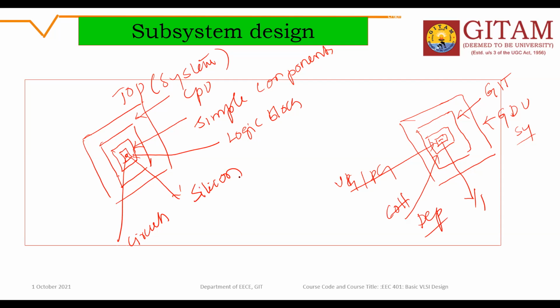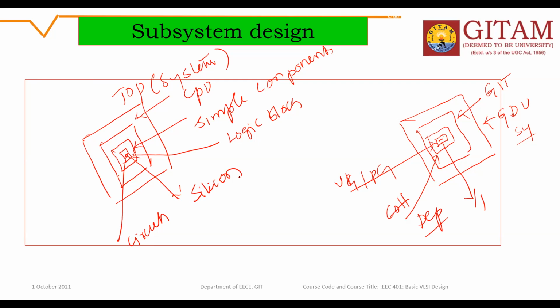Each system has different subsystems. So if you take silicon, the wafer is a subsystem, a single element. With that we can go for the circuits. With the circuits we can build the logic. With the logic we can go for the simple components, or comparators, like that.